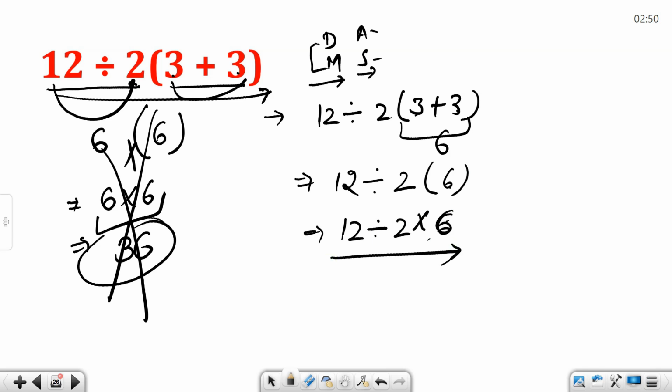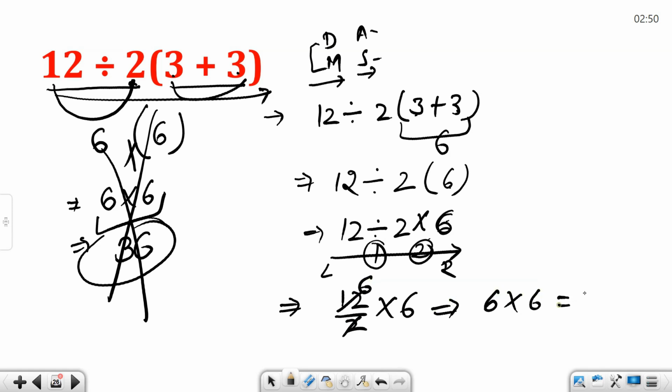Now, following the BODMAS rule carefully, we will check the expression from left to right. First, we look for division, and then we move on to multiplication. So let's calculate 12 divided by 2 times 6. 12 divided by 2 gives us 6, and then 6 multiplied by 6 equals 36. This is definitely the correct answer.